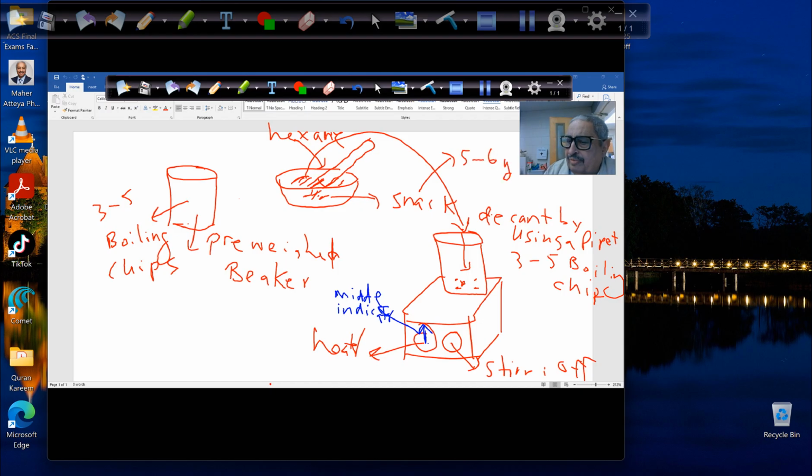And the snack food, as I said, the small tiny amount is 5 to 6 grams at the beginning. So you have to weigh the snack food exactly. It has to be between 5 and 6, but you have to exactly know the mass of this snack food.